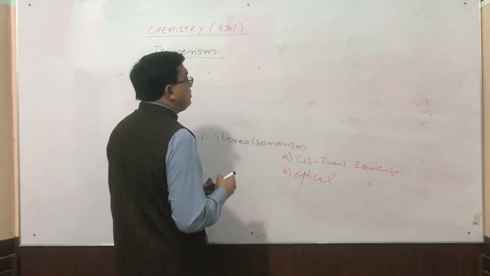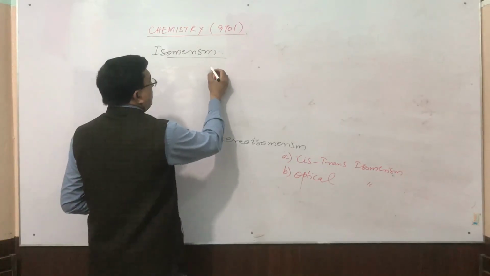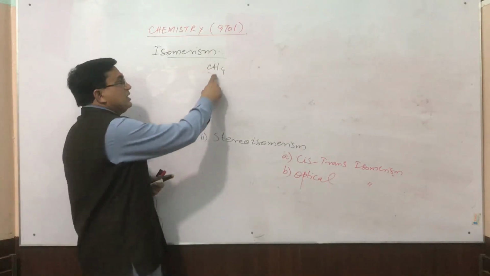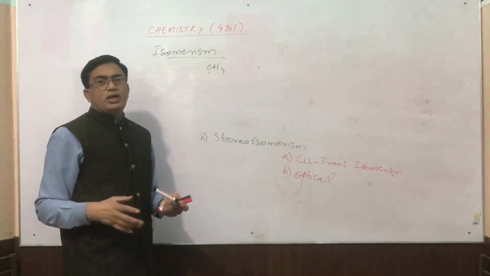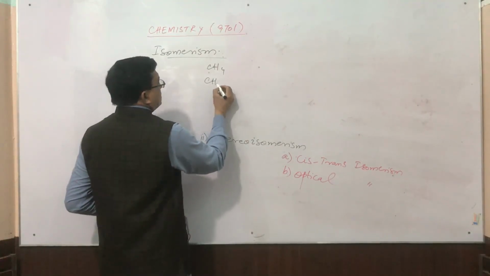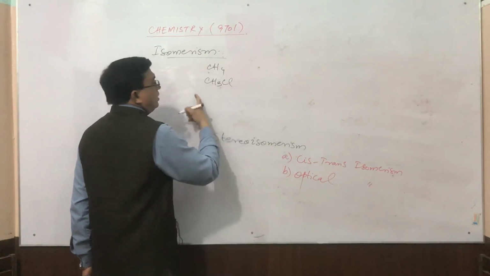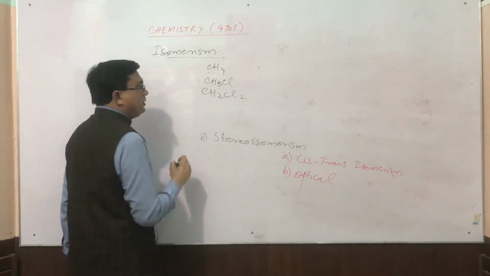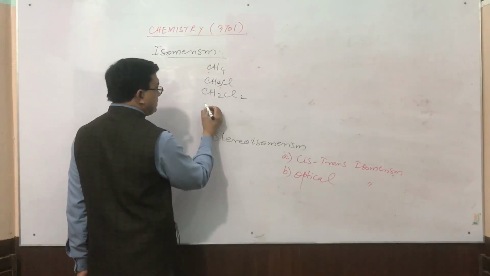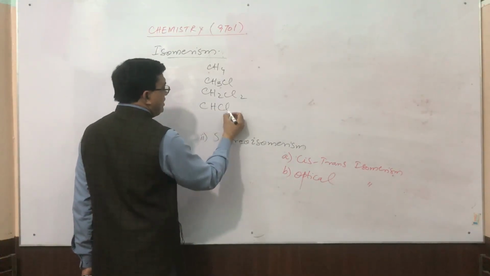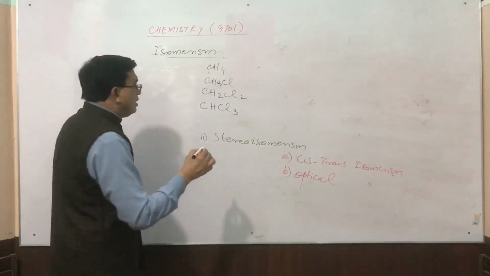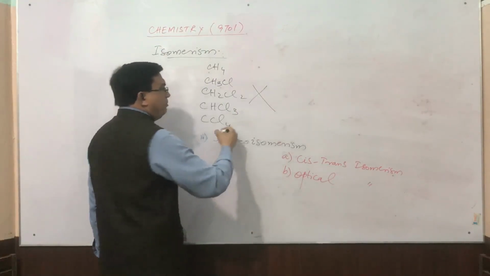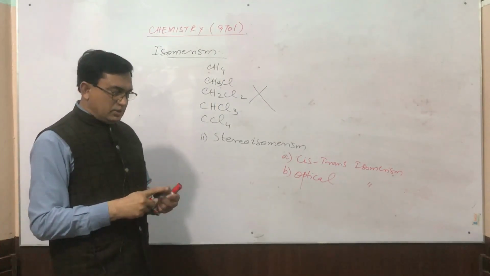The simplest example to represent is, for example, in case of CH4, all the four valencies are occupied by the same type of atom. No question about optical isomerism. Similarly, CH3Cl, no optical activity. CH2Cl2, no optical activity, no optical isomerism can take place. CHCl3, no optical isomerism. CCl4, no optical isomerism is exhibited by this.